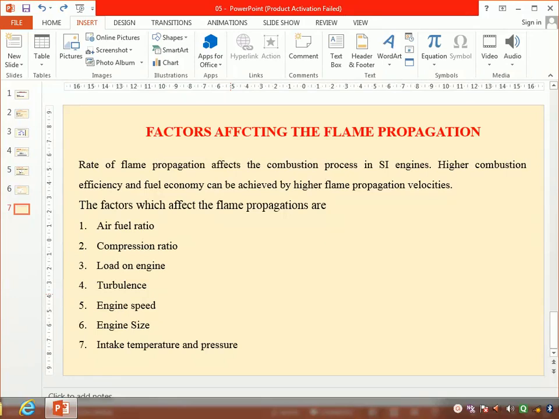Now the third stage, that is afterburning. So combustion will not stop at point C. It continues after attaining the peak pressure. So at point C, the afterburning stage will start. Combustion will not stop at point C, but it continues after attaining peak pressure, and this combustion is known as afterburning. But obviously, the flame velocity is reduced.